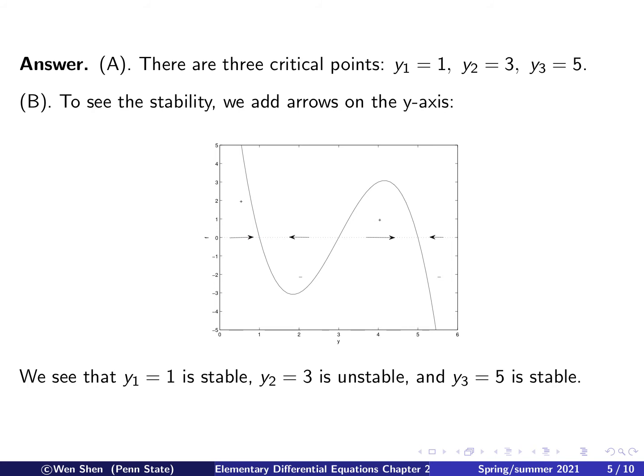Is there another critical point that has that same property? Well, we see that here. y equals 5 is a critical point, and on the left and on the right, it has the arrows pointing towards it. So that's also a stable equilibrium.